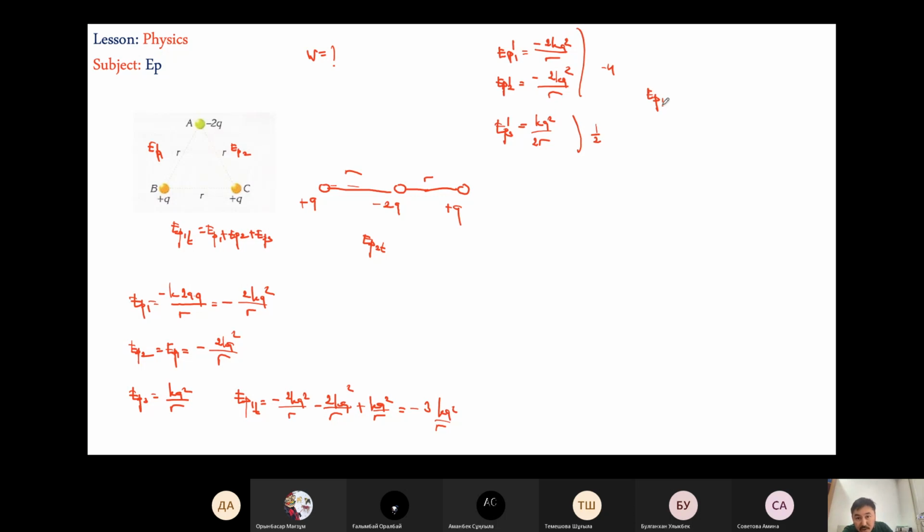So the work done, of course, will be equal to potential energy 2 total minus potential energy 1 total. I'll have here minus 3.5 kq square over r and minus, by the way, minus 3 kq square over r. Мынау менде плюс болып кетеді да, онда не болады? Minus 0.5 kq square over r.